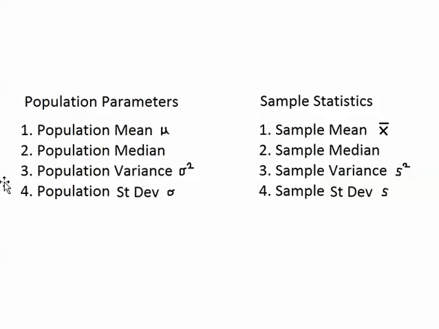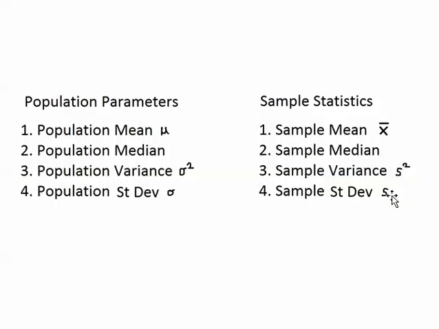The symbol for a population mean is the Greek letter mu. The symbol for a population variance is this Greek letter here, which is actually called sigma. It's sigma squared. The symbol for population standard deviation is just sigma. The symbol for sample mean is called x bar. It's just an x with a bar above it. The symbol for sample variance is s squared, and the symbol for sample standard deviation is just s.